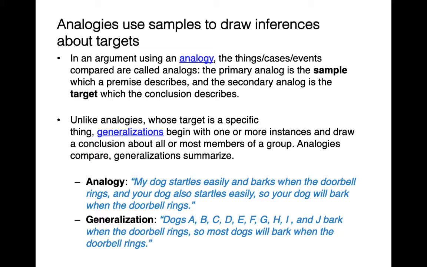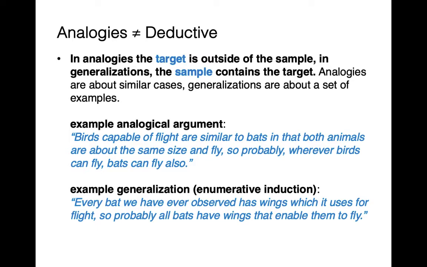In each case, we've got a conclusion that isn't necessarily true. However, they're likely true given the assumption. But they function differently in analogies as opposed to generalizations. So analogies are not deductive. In analogies, the target is outside of the sample. Right? You're talking about how your dog barks when the doorbell gets rung. And you want to conclude something about your friend's dog. And so they're outside of the sample. You're sampling your dog.